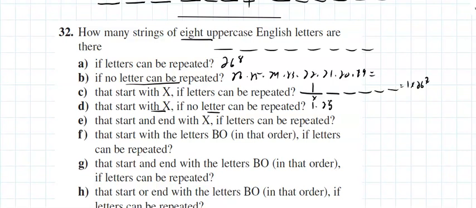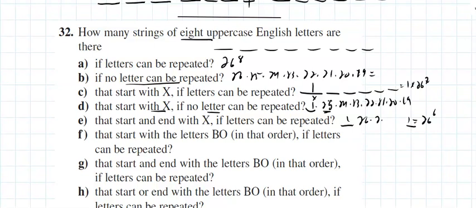Start with an X, no letters can repeat in this case. So here you can have 25, 24, 23, 22, 21, 20, and 19. So again, the first is an X. Since it can't repeat, for the second choice you have 25 choices because X was already chosen. If we go for E, that starts and ends with an X. The first and the ending is an X, so that's 1 choice each. If the letters can be repeated, so that's 26 each, that's 26 to the 6th power, right?